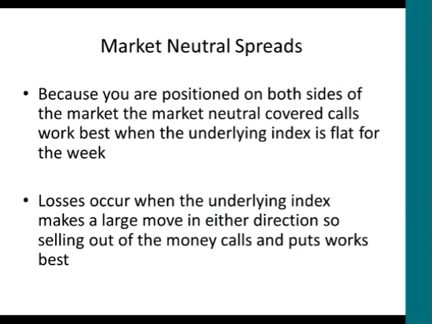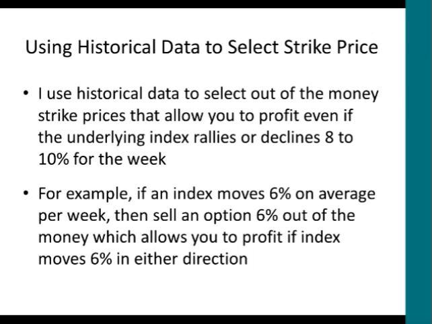So what I like to do with these market neutral spreads, because you can lose money if the underlying index moves either up or down, is sell out of the money calls and puts, and that way the underlying index can move quite a bit, maybe 6 or 7% before you start losing money. I found that it's better to sell out of the money calls and give that index some room to move before you start losing money on one side.